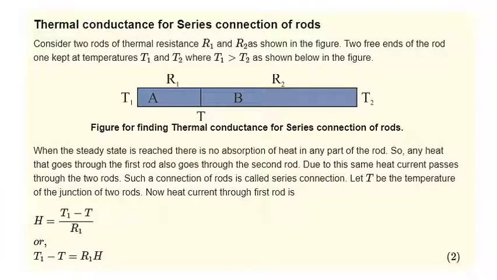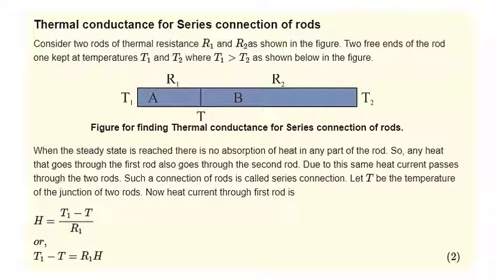Thermal conductance for series connection of rods. There are two rods of thermal resistance R1 and R2 and they are connected in series combination. When the steady state is reached, there is no absorption of heat in any part of the rod. So any heat that goes through the first rod also goes through the second rod, and due to this the same heat current passes through the two rods, and such a connection is known as series connection.